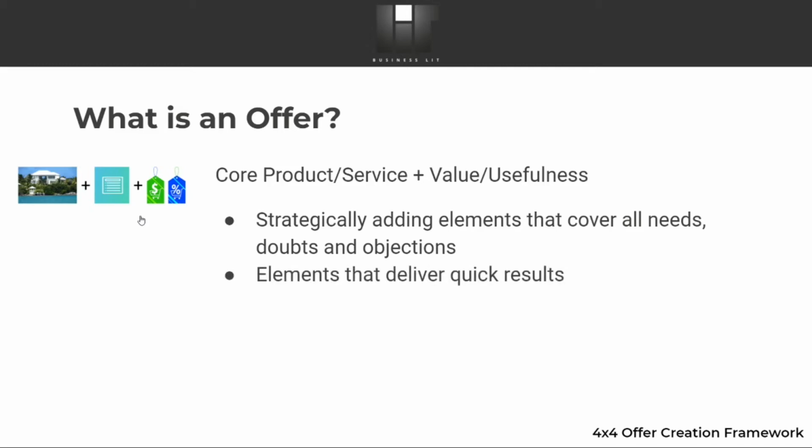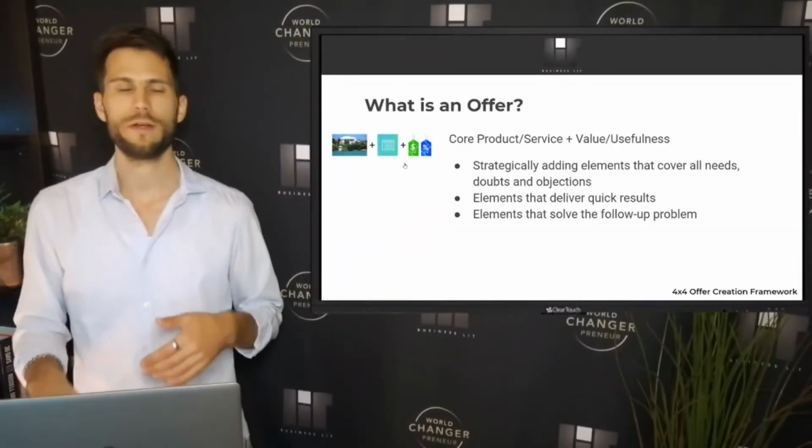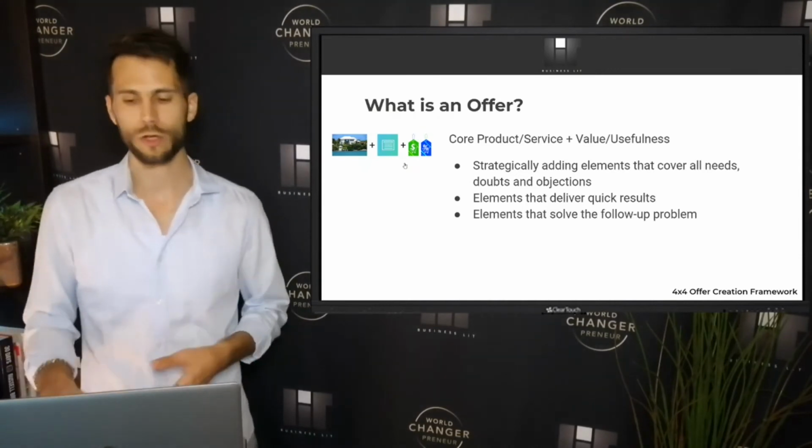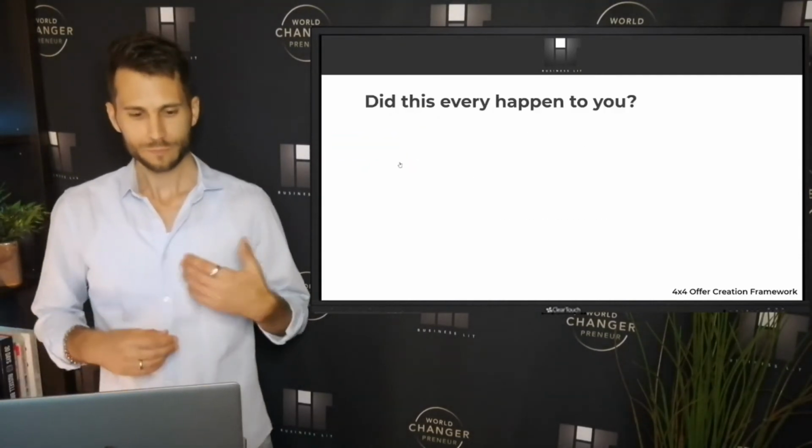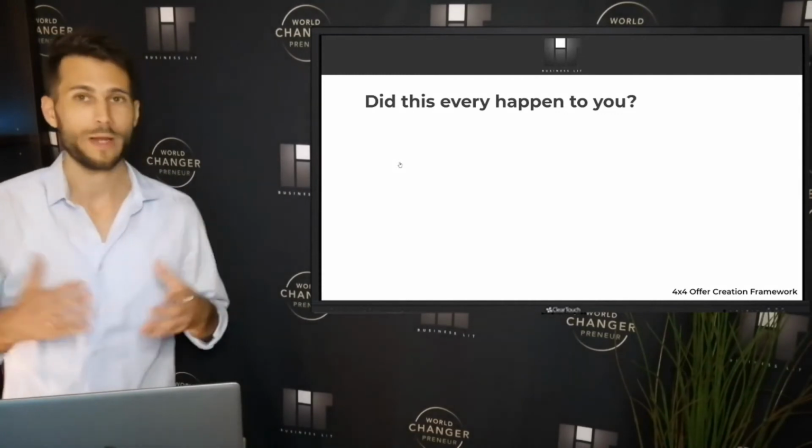On top of that, elements that are delivering quick results, that is always good to put in the offer. So not only looking at the elements that are covering the needs and the doubts and the objections, but also something that will deliver quick results, and also elements that will solve the follow-up problem, similar to the example that I was just showing. So that's an example of how you can put an offer together, how that value add and usefulness could look like.